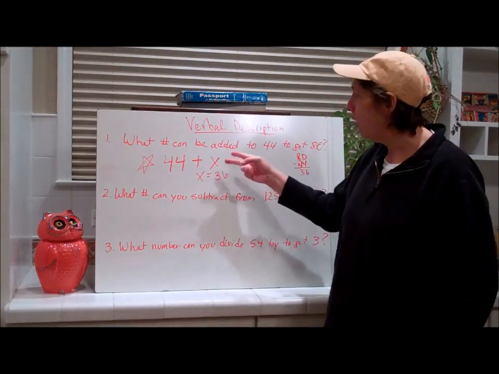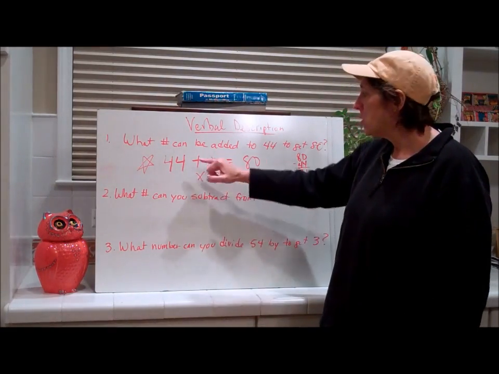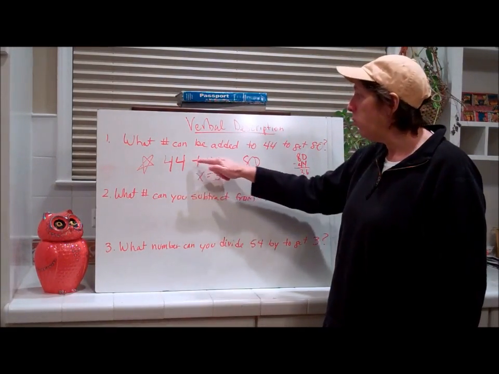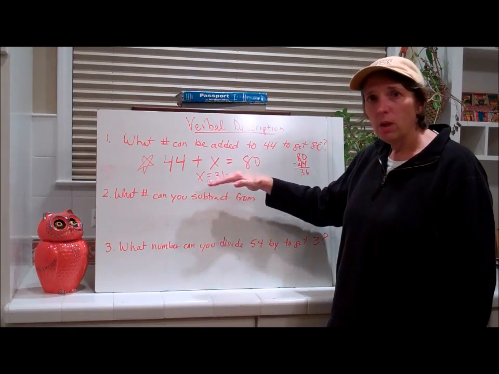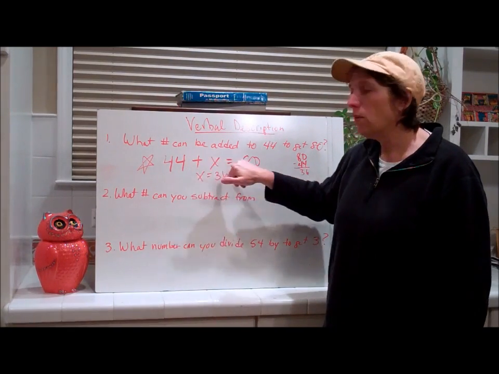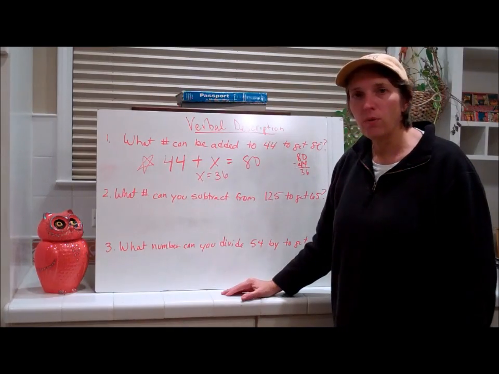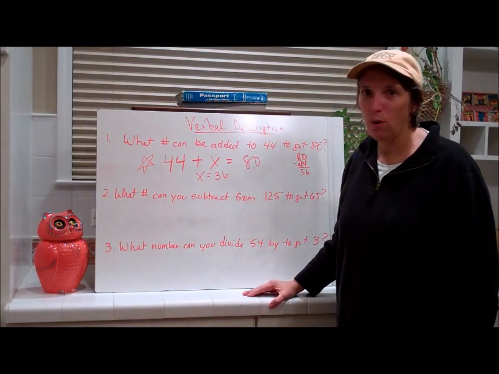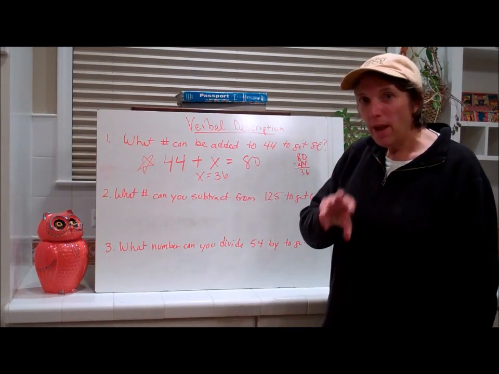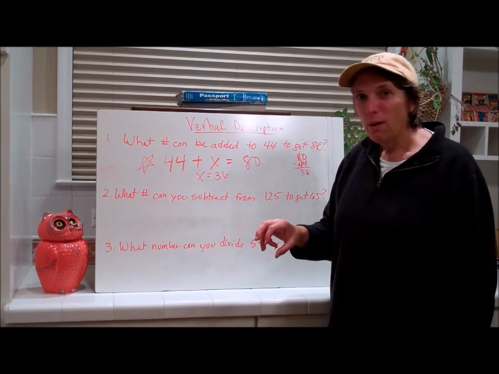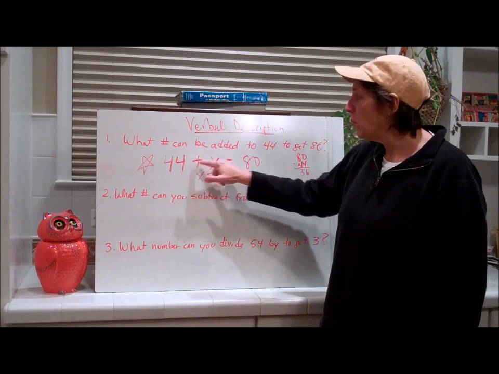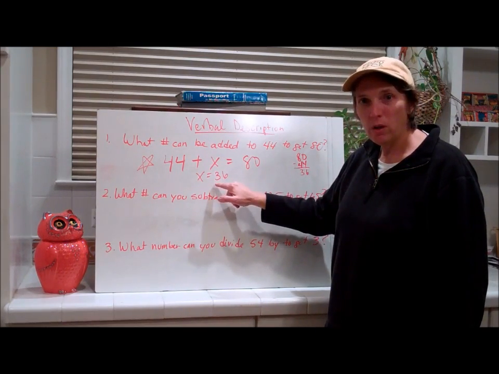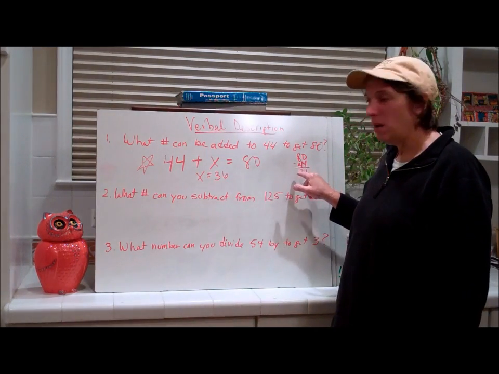This is worth 3 points. 2 points for writing the equation, 1 point for writing it in the correct order. If you wrote x plus 44, you would miss a point, because it says what number can be added to 44, not x plus 44. So this would be worth 2 points and this is worth 1 point. The work's over here on the side.